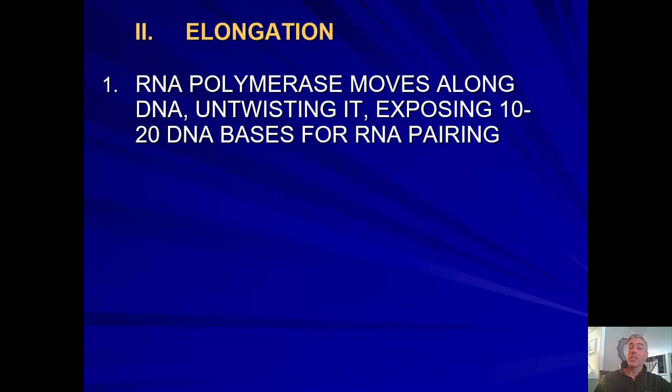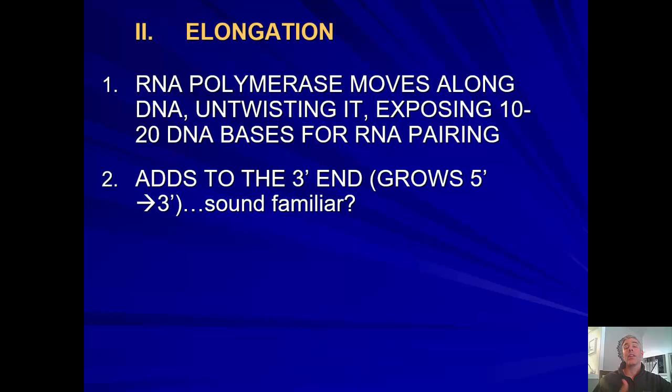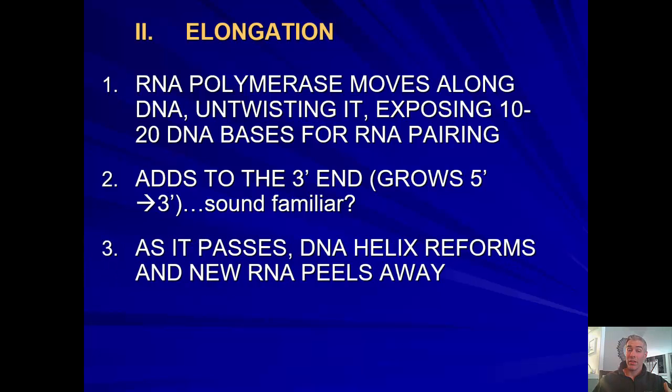Then elongation is essentially the RNA polymerase sliding along the DNA, untwisting it, exposing about 10 to 20 base pairs of DNA at a time for RNA nucleotides, or ribonucleotides, to bind to it, right? So it adds to the 3' end, or it grows 5' to 3', just like a DNA polymerase did. And as it slides through, the DNA helix will now just reform itself on the other side of it.